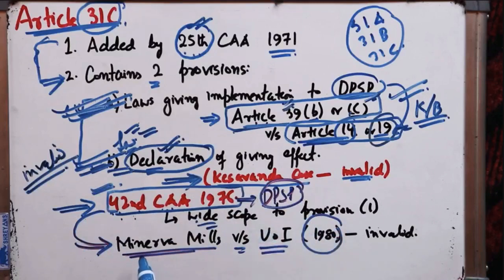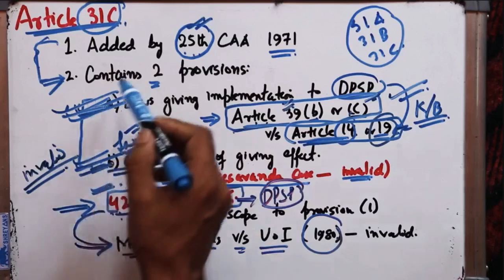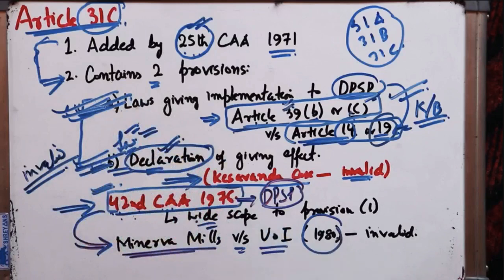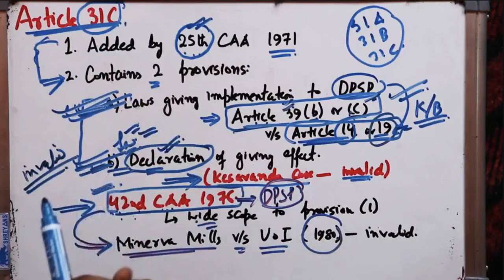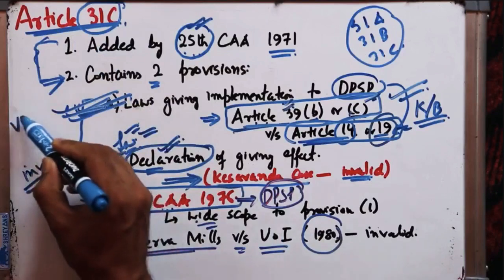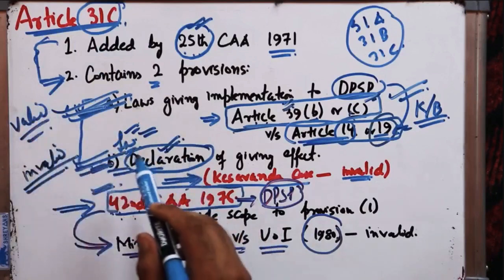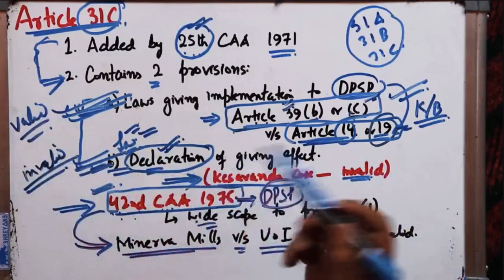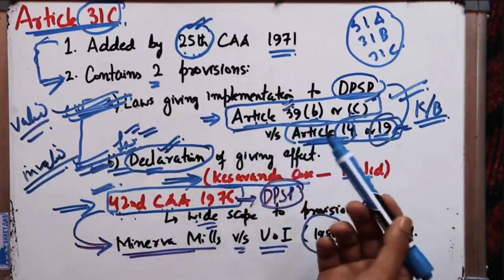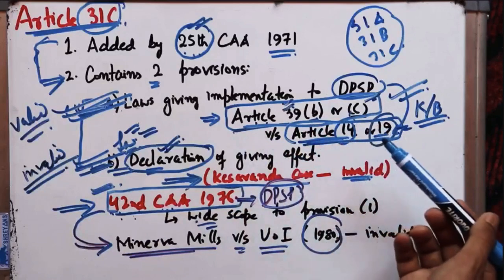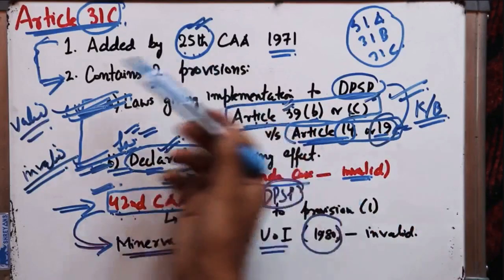In this case, the Supreme Court of India said that this amendment, that is the 42nd Amendment, which increased the scope of provision first, was invalid. It was declared unconstitutional, invalid. So what is the present position? The present position is that Article 31C, although it contains two provisions, only one provision has been said to be valid, and this provision is that we cannot challenge laws which give effect or implementation to the directive principles of state policy under Article 39 clause B and C on the ground that they are in contravention of the fundamental rights under Article 14 and 19. So this is all about Article 31C.